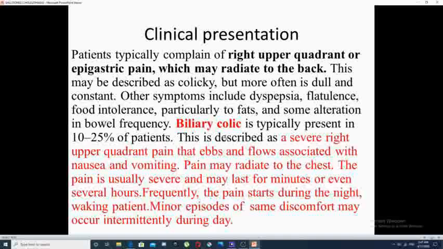Biliary colic typically presents in about 25% of patients. What we mean by biliary colic is a severe right upper quadrant pain that ebbs and flows, associated with nausea and vomiting. Pain may radiate to the back, to the chest. Pain is usually severe, may last for minutes or even several hours. Frequently, the pain starts during the night, waking the patient from sleep. Minor episodes of the same discomfort may occur intermittently during the day.